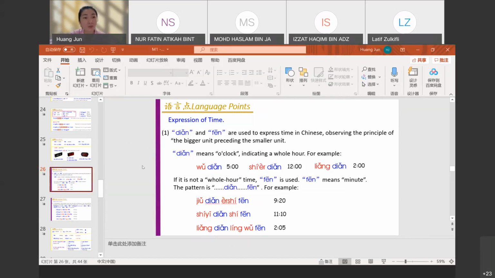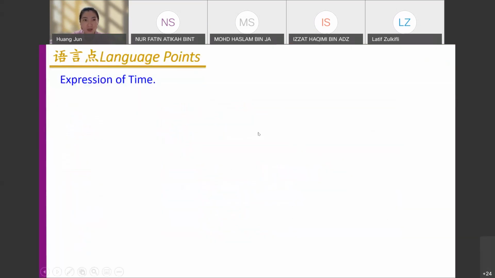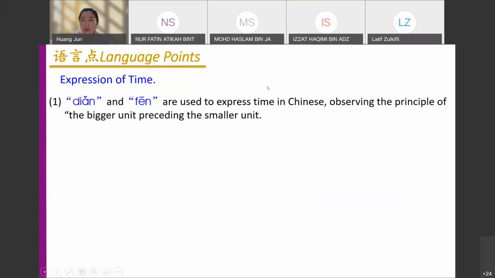So if you already understand this one, that means last time we were talking about the time. So you already remember. Then I hope other people can follow us. Today we will continue talking about the time. So how do we say the time? We already know we use 点 and 分 when talking about the time. 点 means o'clock. 分 means minute. They are a pair of words.